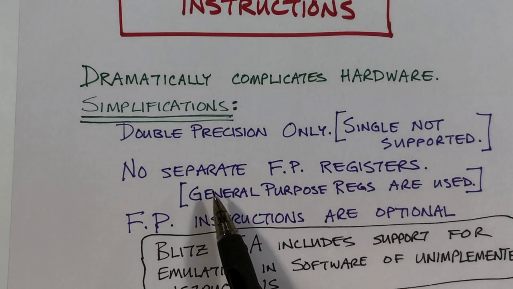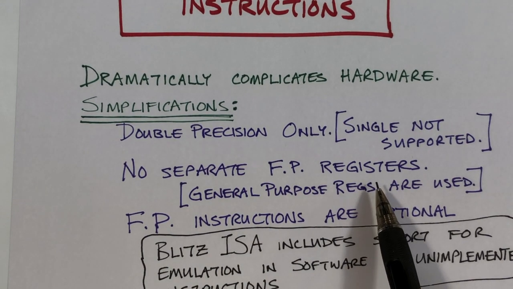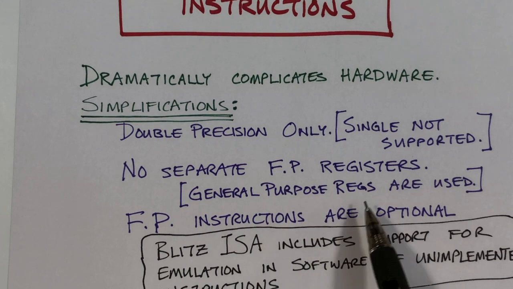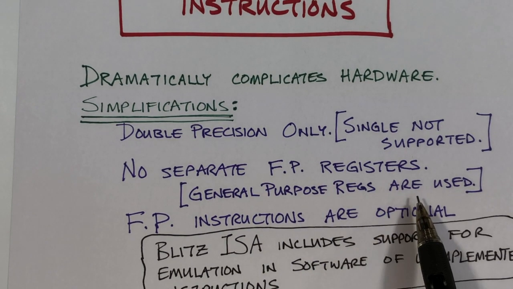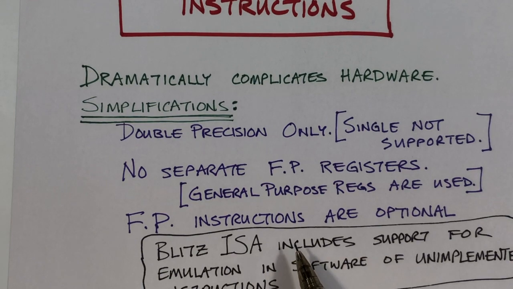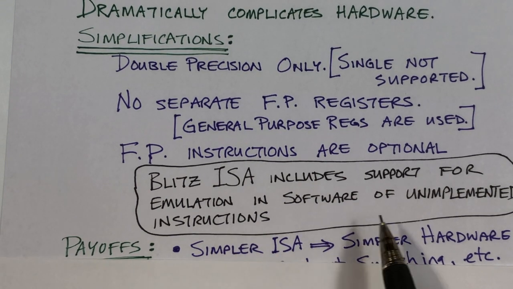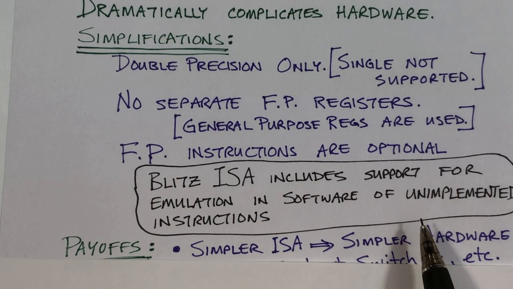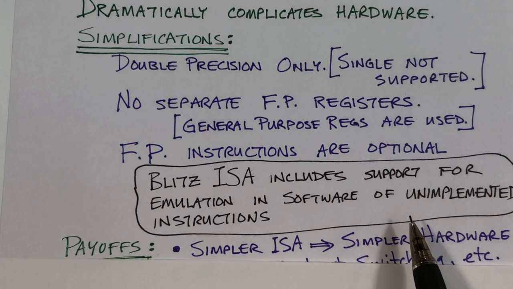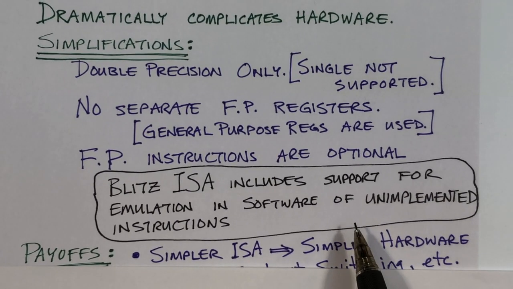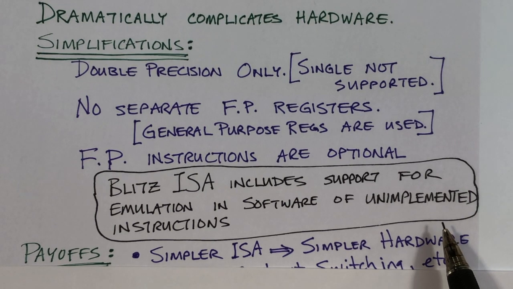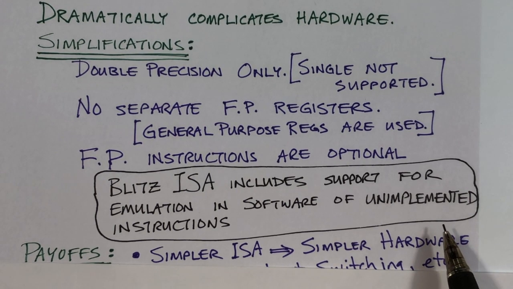Second, there are no separate floating point registers as there are in most other architectures. Instead, the general purpose registers are used to hold the floating point values. And finally, the floating point instructions are optional. The architecture includes support for emulation in software for unimplemented instructions. So in some implementations, if floating point is not implemented, then when a floating point instruction is encountered, floating point add or multiply or whatever, then an exception will occur and software can complete the operation. In other implementations, the instruction would be executed directly.